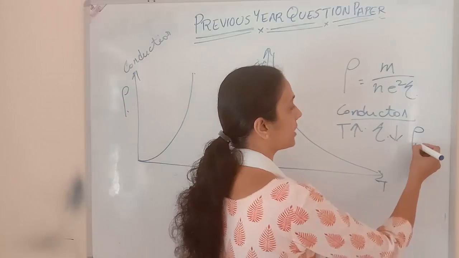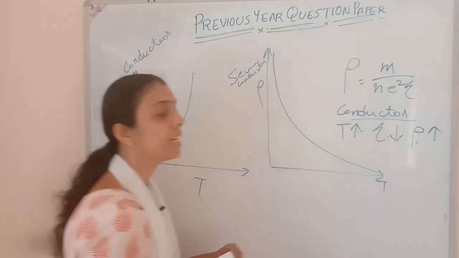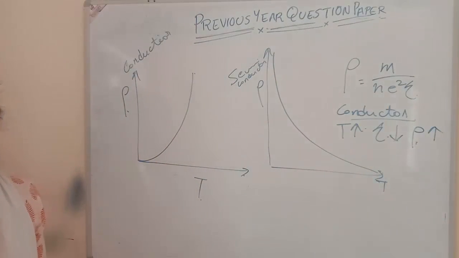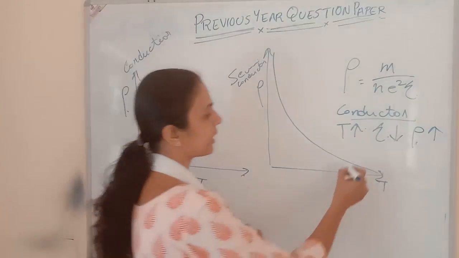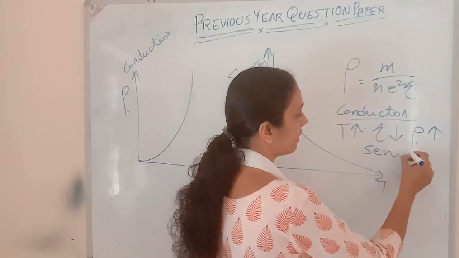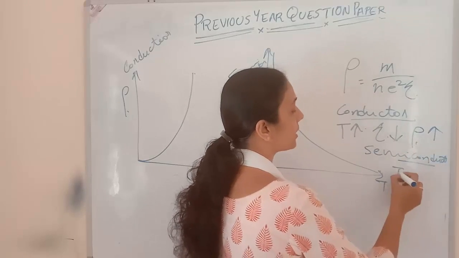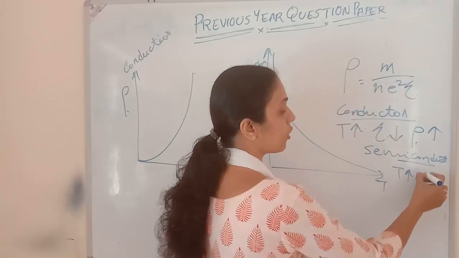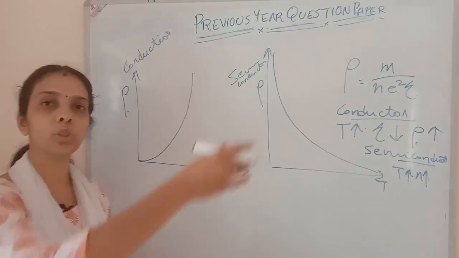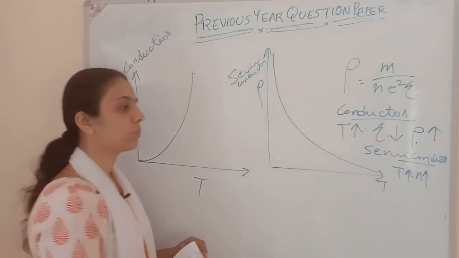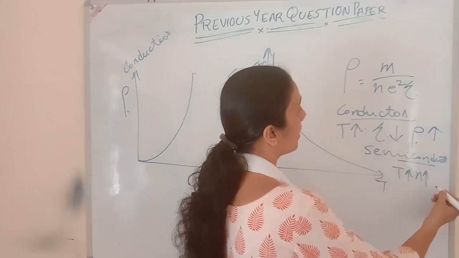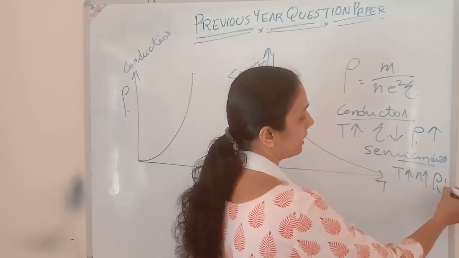As relaxation time decreases, what will happen? Resistivity increases. Okay, but in the case of a semiconductor, what will happen? As temperature increases, the number density of electrons increases, more electrons will jump to the conduction band. So number density increases, therefore rho will decrease.